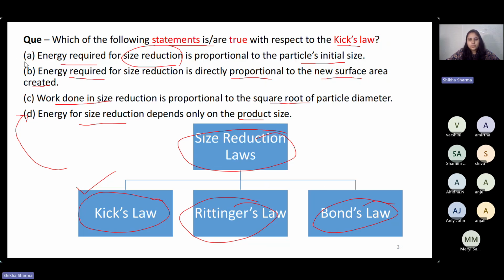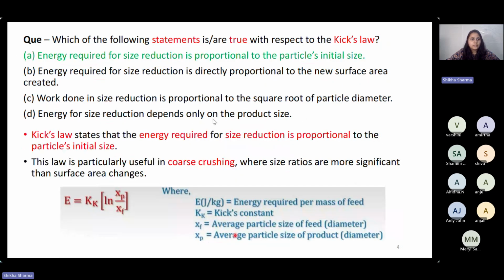Shiva is saying A and C. Anju, A. Okay, so let's discuss the solution.